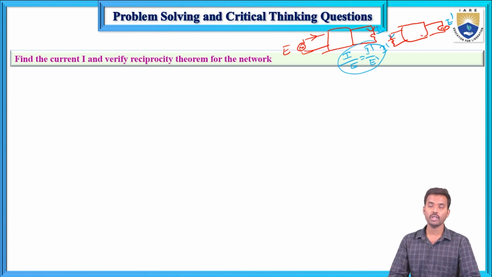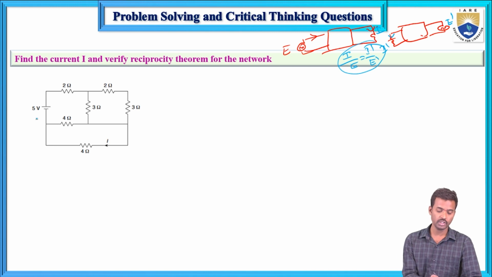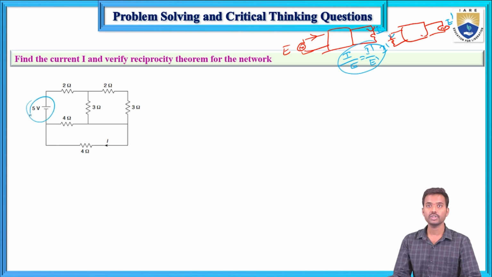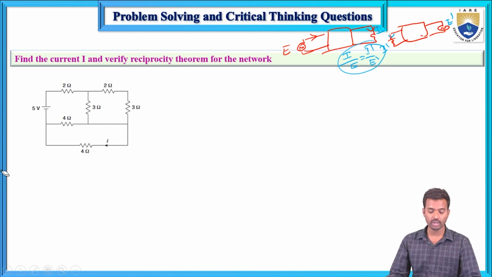The reciprocity theorem can be applicable only for a single source network. For this network, verify the reciprocity theorem. It is a single source network, and it is applicable only to linear bilateral networks. So now it is a linear bilateral network, and all elements here are linear bilateral elements.